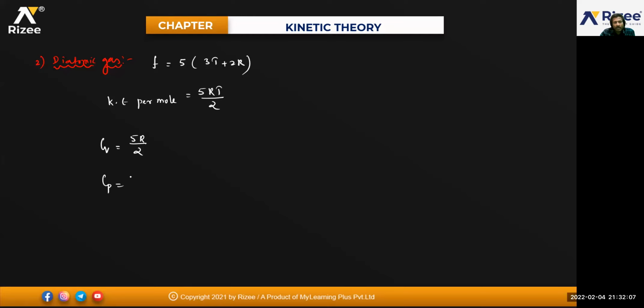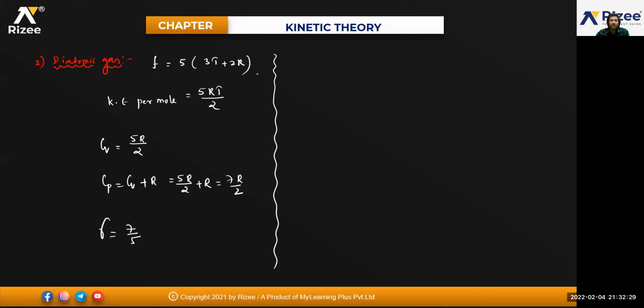So Cp will be equal to Cv plus R. So that will be equal to 5R divided by 2 plus R. So that will be equal to 7R divided by 2. So gamma will be equal to how much? Cp by Cv. So that will be equal to 7 by 5. I'm writing directly for this.